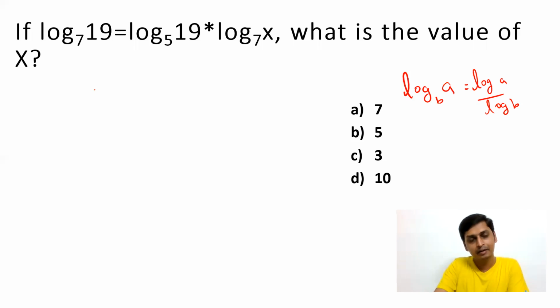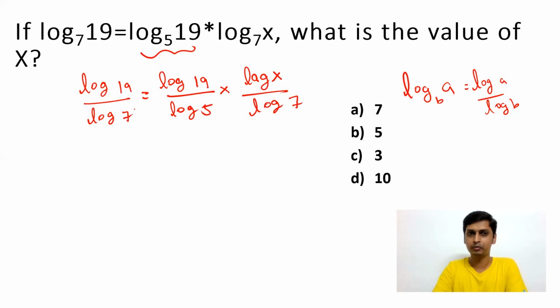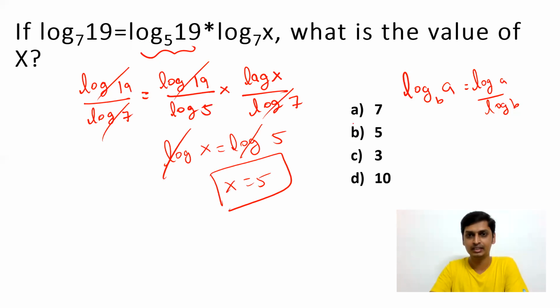So you have log 19 to the base 7. That is log 19 divided by log 7. Next, equivalent to log 19 divided by log 5. So you can write log a to the base b as log a by log b, into log x divided by log 7. Now look at it, you could cancel it. Log 19 and log 19 cancel, and log 7 and log 7 can cancel. Now you have log x by log 5 equal to 1. So you can write log x equal to log 5. So you can cancel log and log. So you have x equal to 5. That's it. So value of x is equivalent to 5.